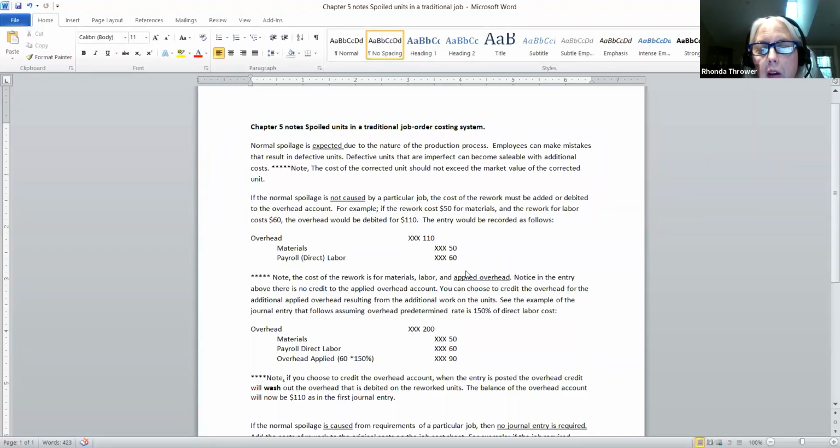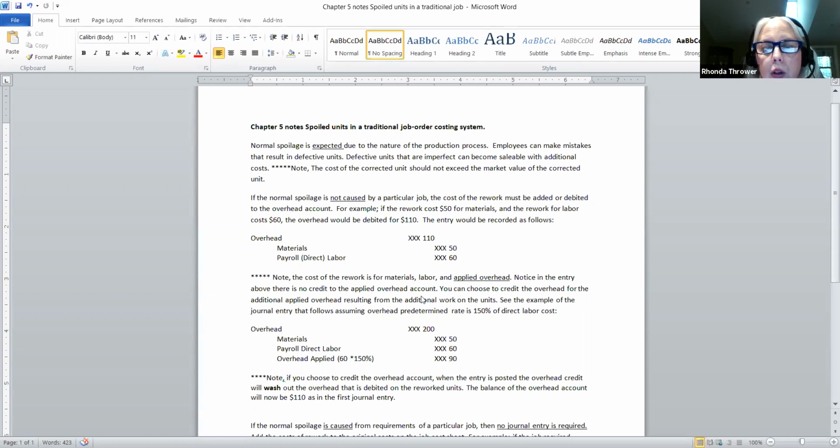There's no credit to the applied overhead. I'm telling you that you could have chosen to credit the applied overhead. You can choose to credit the overhead for the additional applied overhead resulting from the additional work on the units. And so if you did that, and the overhead applied is based on the direct labor and it's 150% of the direct labor cost, we'd take 60 and multiply it by 150%, and that will give you $90 that would be credited to the applied overhead.